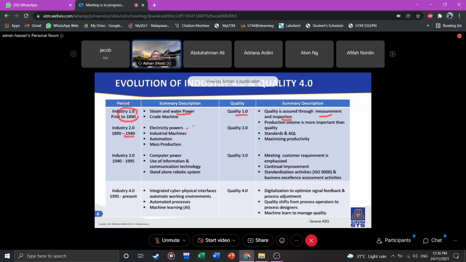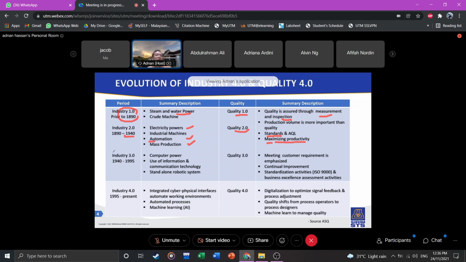People were using electrical power, automation, and mass production. This is where Ford Motors pioneered assembly line production for cars. This is what we call industry 2.0. From a quality perspective, we call it quality 2.0, where we use standard components to produce similar products in high volume production. The target was improving productivity and reducing cost. This is where automation came in.